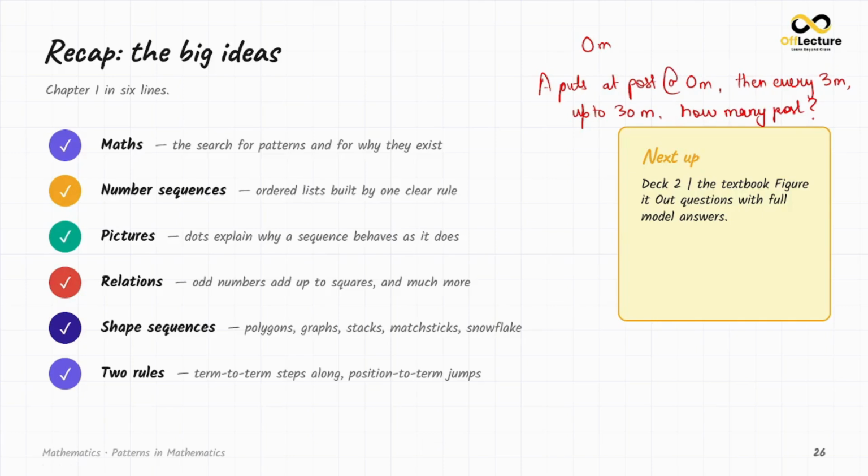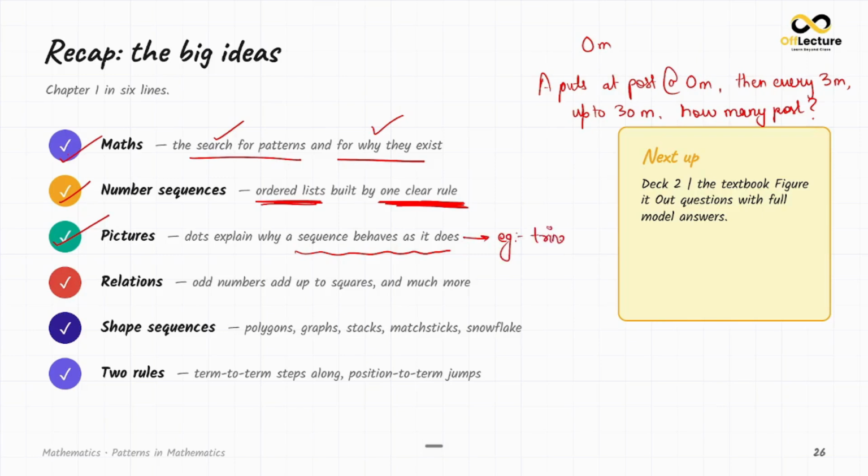So a quick recap before we end this video. What is maths? Maths is the search for patterns and for why they exist. Both things: first searching for the pattern, then asking why. Then number sequences: an ordered list built by one clear rule. Then pictures, where dots explain why a sequence behaves as it does. You can remember this with the triangular series. With the help of the triangular series, we understood why the series got the name triangular.